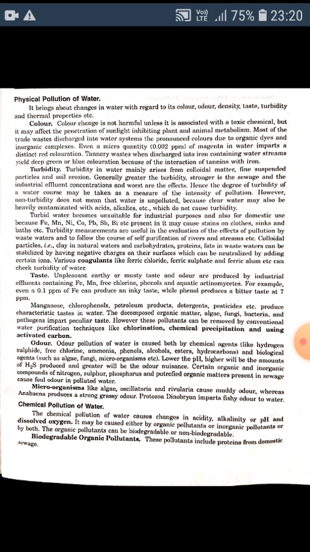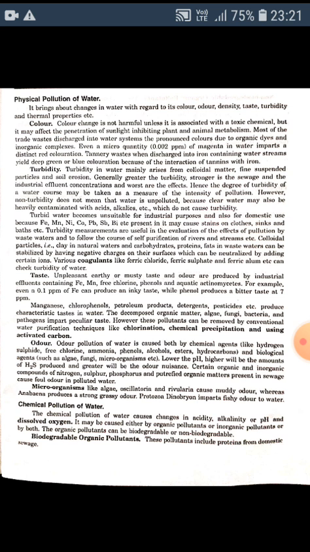Physical pollution of water brings about changes in water with regard to its color, odor, density, taste, turbidity, and thermal properties, etc. Color change is not harmful unless it is associated with a toxic chemical, but it affects the penetration of sunlight, inhibiting plant and animal metabolism.